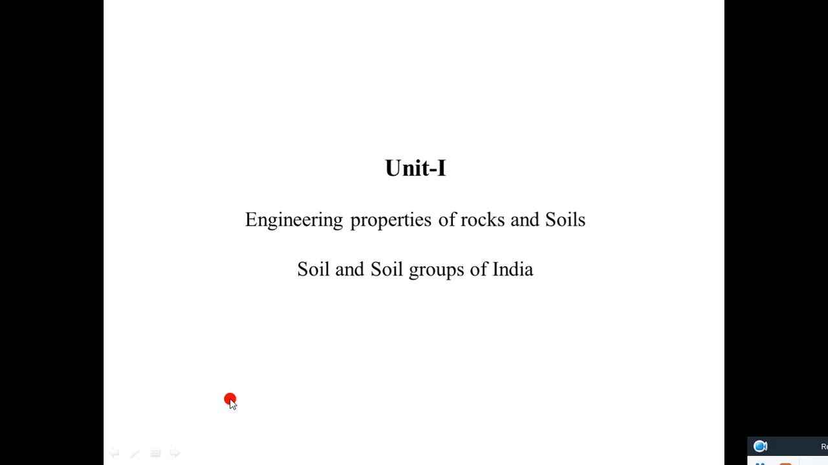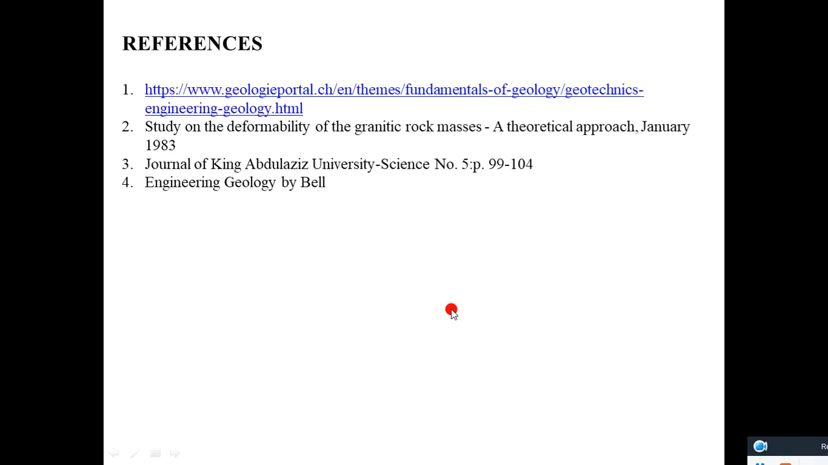Okay, so let us start with unit 1, which has engineering properties of rocks and soils, and soil groups of India. Today we will begin with the engineering properties of rocks. Various references are used in preparation of this lecture today.